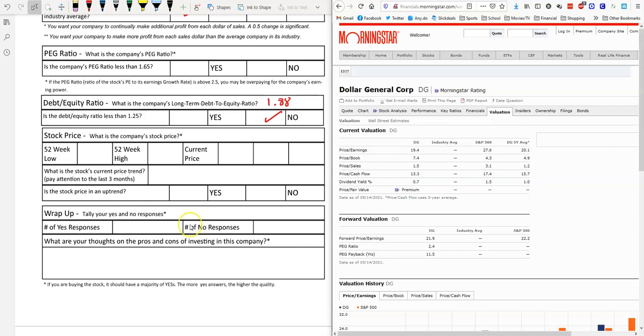But on this one, it is 2.4, which is considered a little bit high. It's not that bad. In general, you want to invest in things at less than 1.65, so no on that one as well. And that is how I find the PEG ratio and the debt to equity ratio for the stock research sheets.